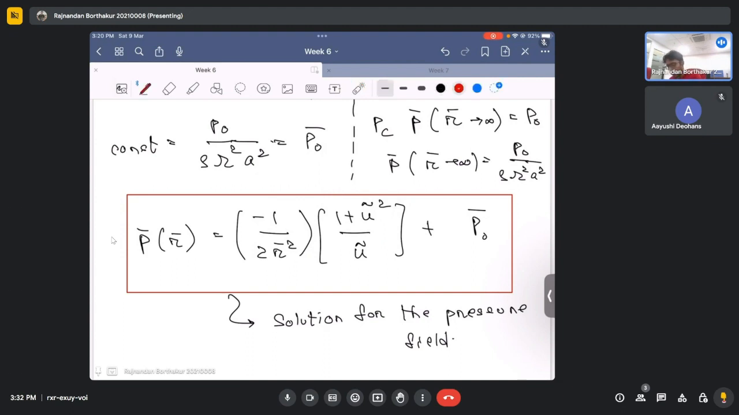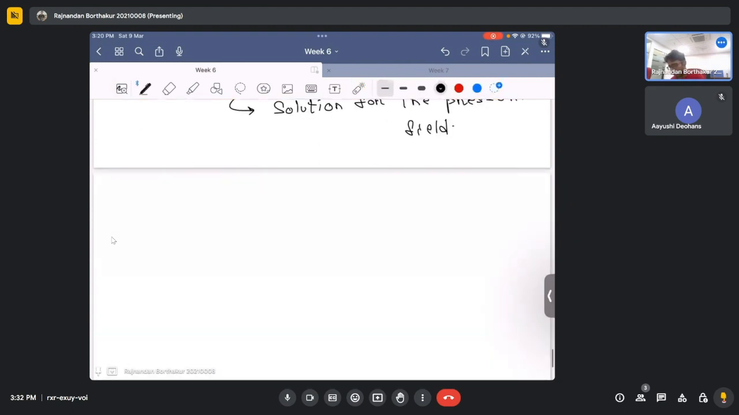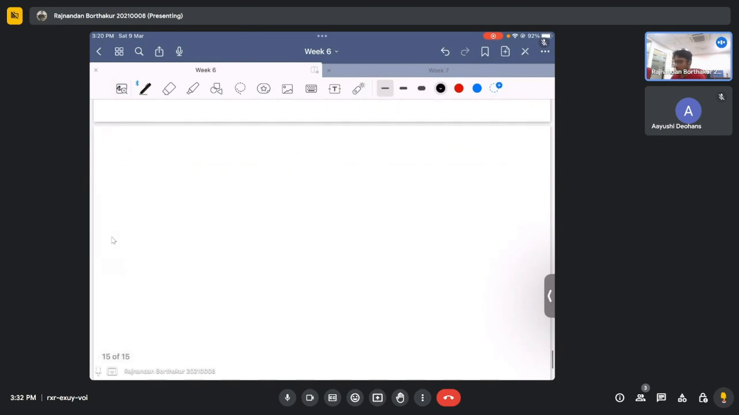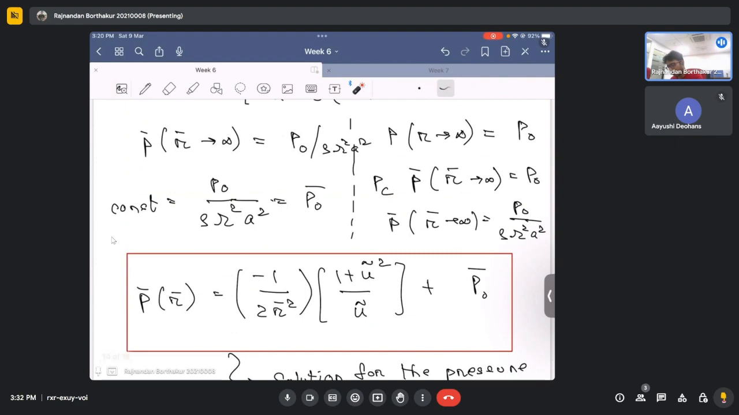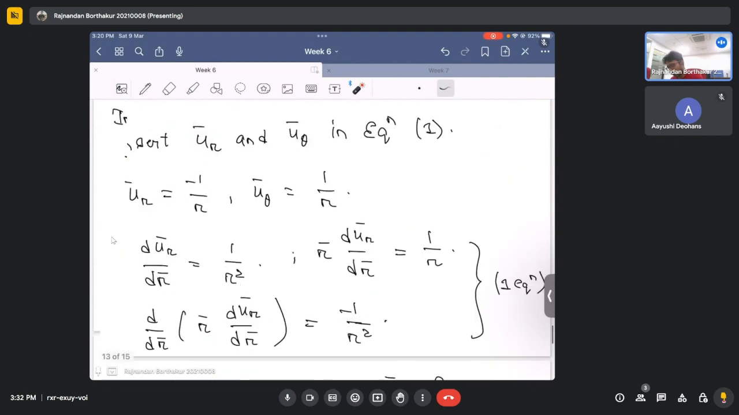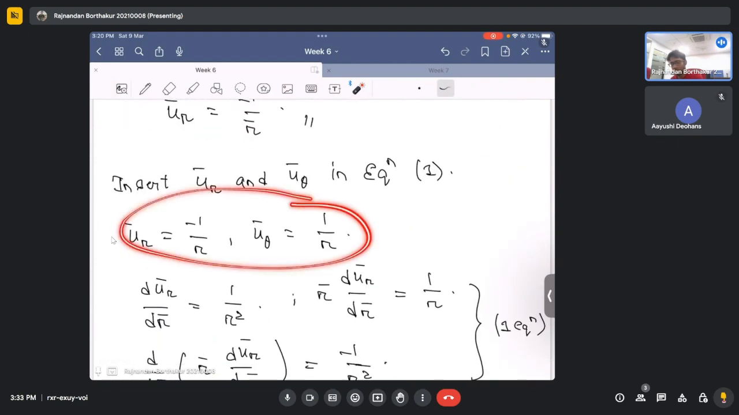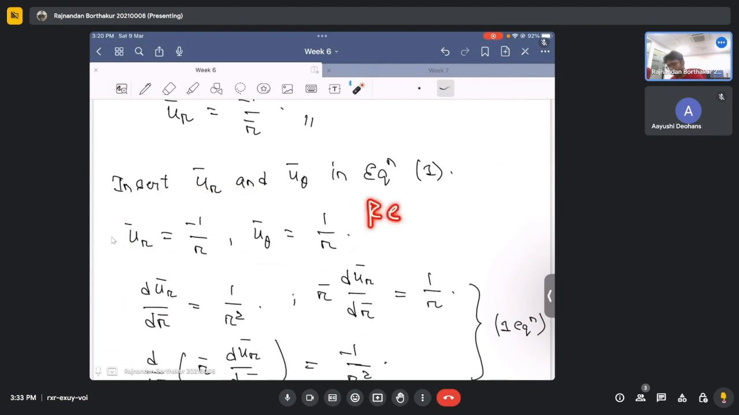Before ending this question, I would answer a doubt that you asked in the last class: what happens when the Reynolds number becomes greater than or equal to 1? We said that this solution, that u r and u theta are equal to 1 upon r and minus 1 upon r respectively, was only valid when the Reynolds number was less than 1. So what happens when the Reynolds number is greater than 1?